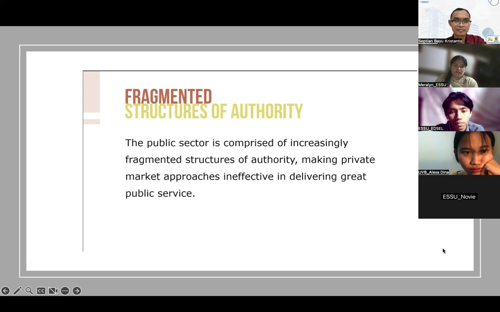The second weakness of using private sector models for improving government performance is that the public sector is comprised of increasingly fragmented structures of authority, making private market approaches ineffective in delivering great public service.